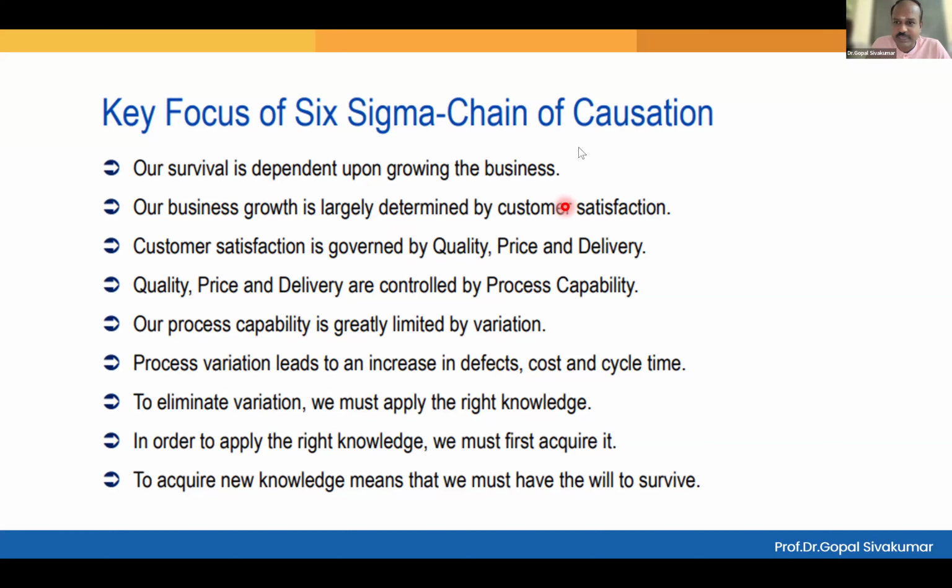So process capability talks, there are two things which should be considered while talking about capability. The effectiveness, the other one is efficiency, right? So the capability is greatly influenced by variation, because variation leads to increase in the defects and hence increase in the cost and the cycle time. So to eliminate the variation, you must apply the right knowledge. All of you agree with me?